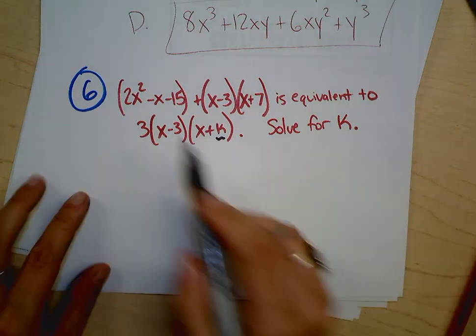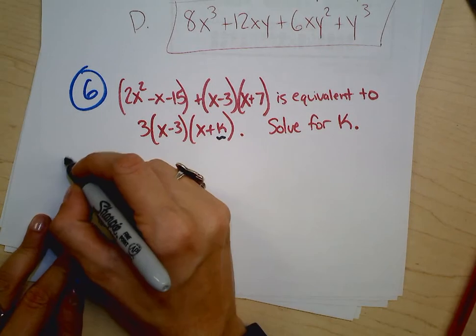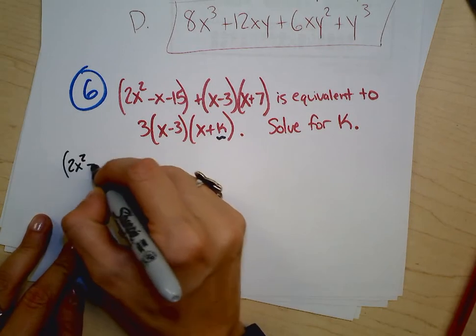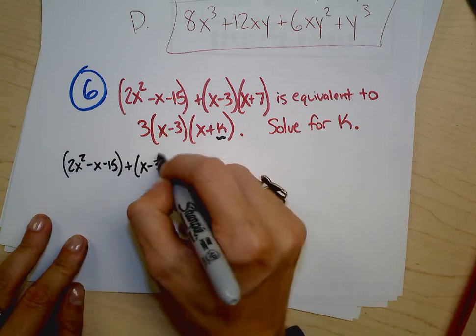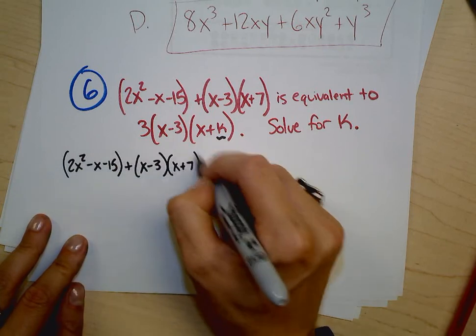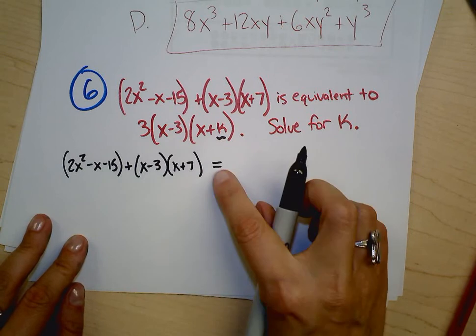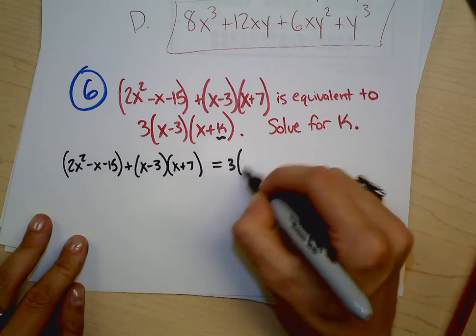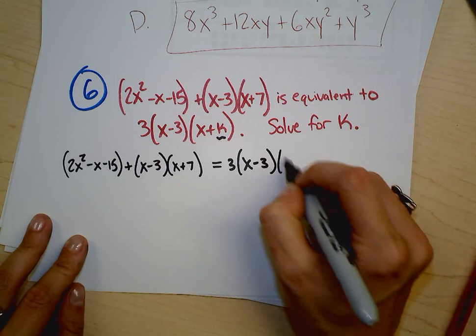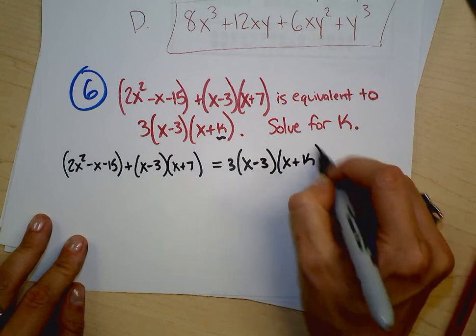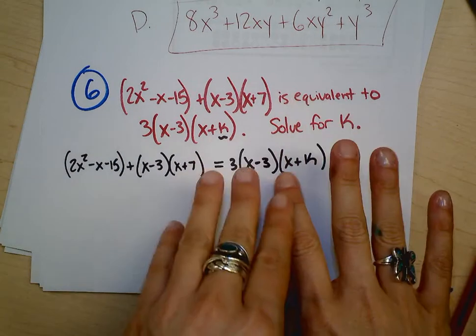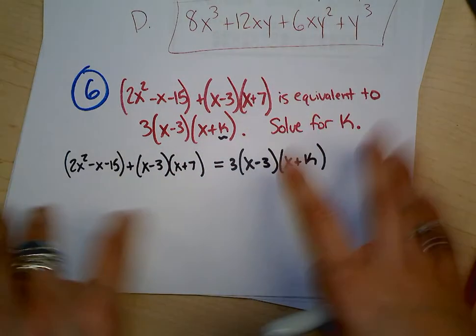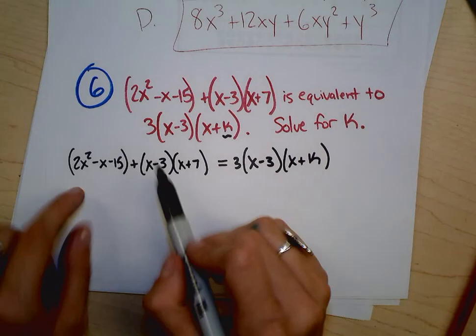So I'm going to have 2x squared minus x minus 15 plus x minus 3, x plus 7 is equivalent to, so equals, 3 times x minus 3 times x plus k. And I want to figure out what k is. So first I'm going to distribute here, so simplify both sides and then compare. So I'm going to distribute here.